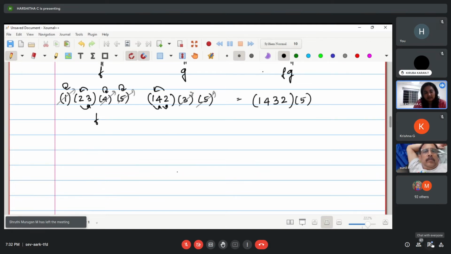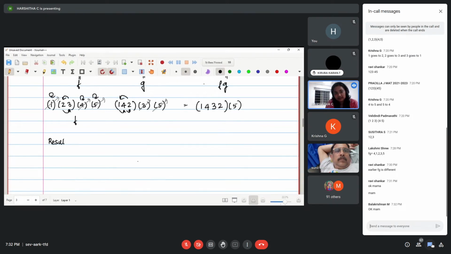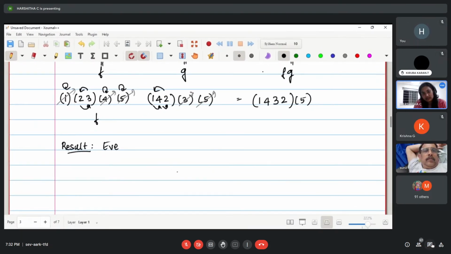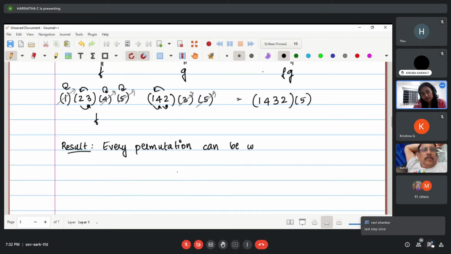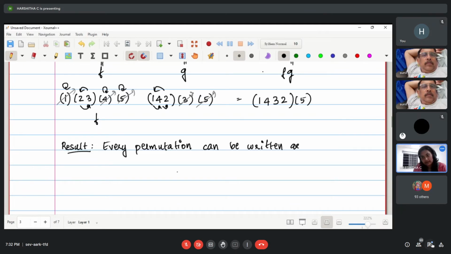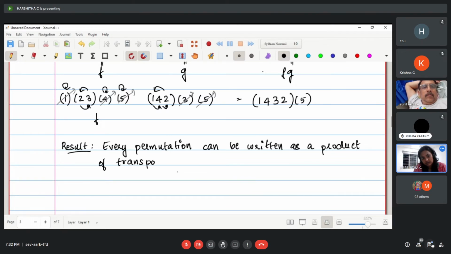Okay. So one important result is every permutation can be written as a product of transpositions, right? So just to recall, what are transpositions? Cycles of length 2. Sometimes they are also just simply called 2-cycles.